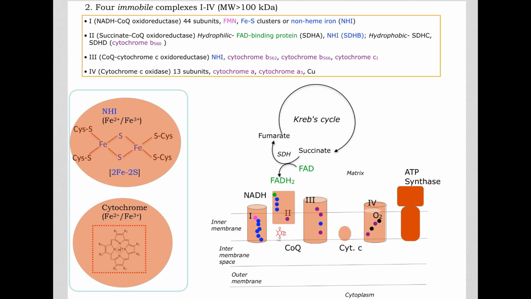Now, in an iron-sulfur cluster or non-heme iron, you can see the iron is bound to sulfurs. But in a cytochrome, the iron atom is surrounded by a heme, just like what we see in hemoglobin and myoglobin. So in cytochromes, the iron atom is surrounded by the heme group. And once again, the iron atom can exist either as its ferrous form or its ferric form, and these 2 forms can interconvert.